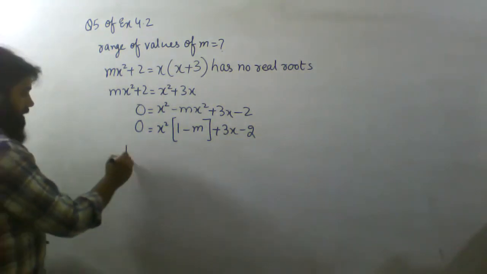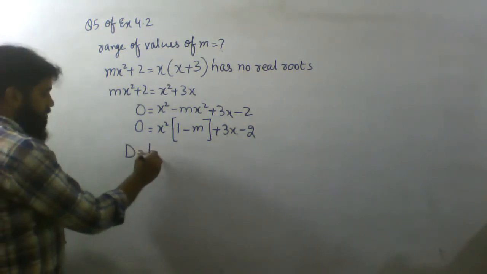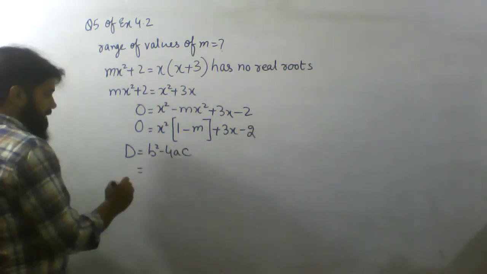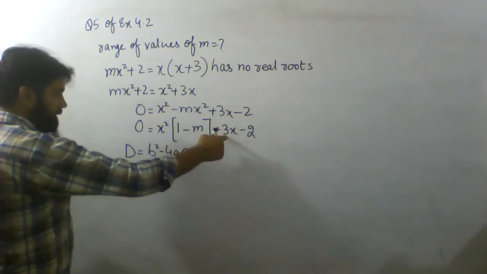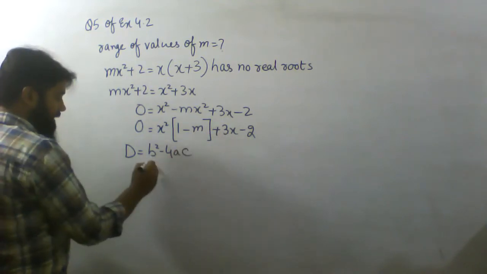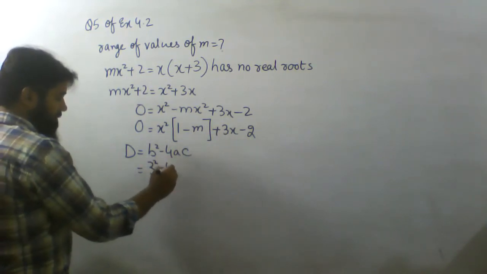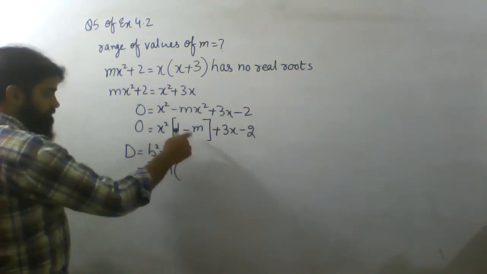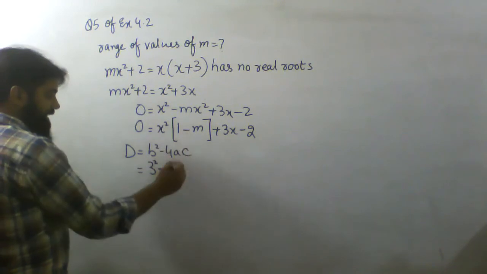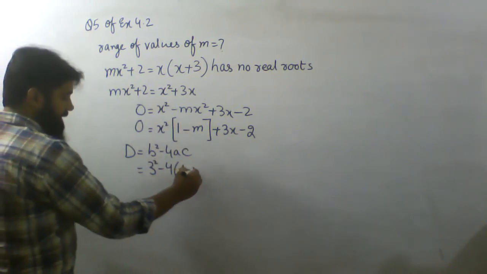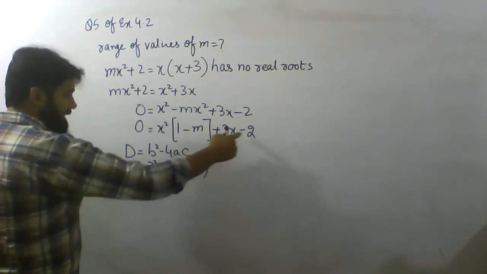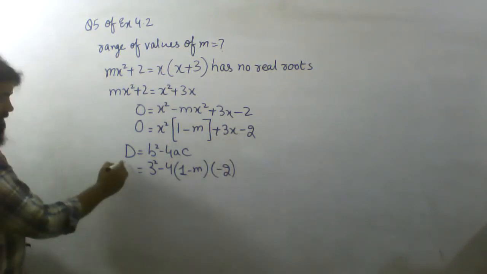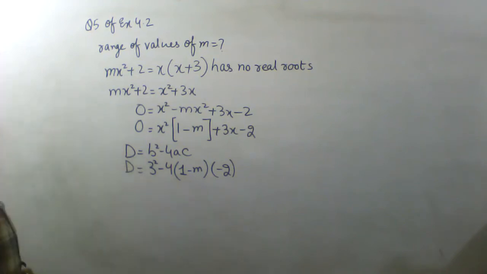Now, discriminant equals to b square minus 4ac. So, what is your b? b is the coefficient of x. That is 3 square minus 4. A is coefficient of x square. So, whatever is written with x square, 1 minus m. And c is minus 2. That is the discriminant right now.